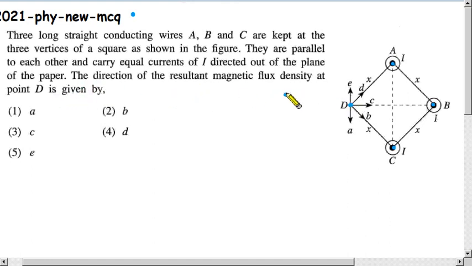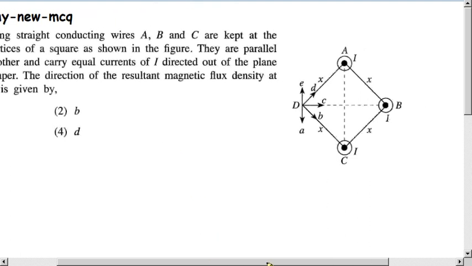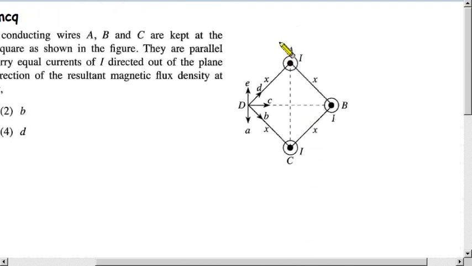Here the flux density is what they want us to find out. So there are no wires here, only the point is there. So children, I think you can understand this problem. That means there are three wires like this, which are parallel to each other like this.